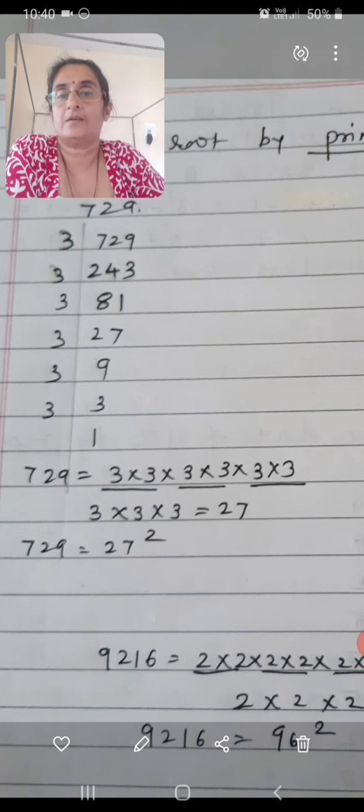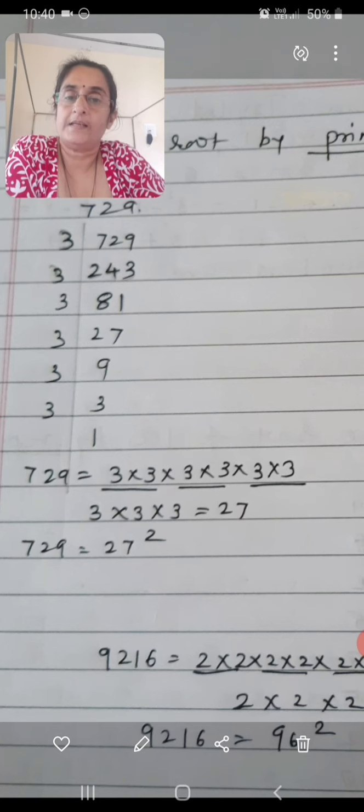Here the given number is odd. So we will start not from 2, we will go for 3. So go on dividing with 3 till it comes to 1. So how many times have we divided?